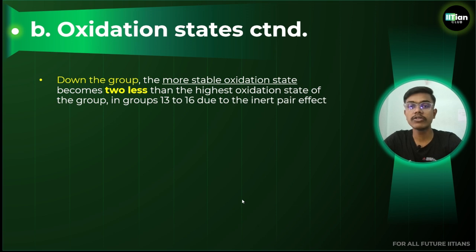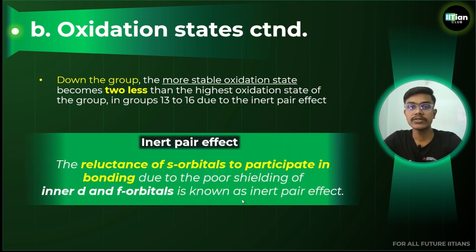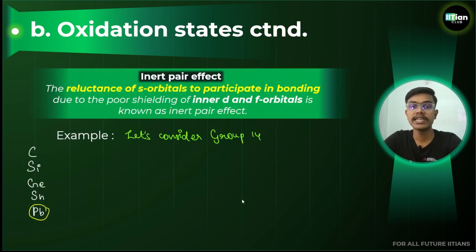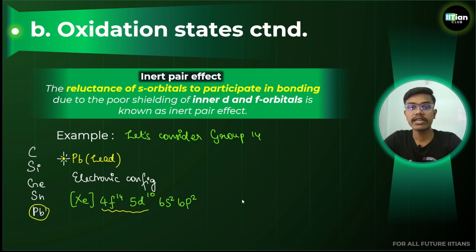Next, what you see down the group is something called the inert pair effect. When you move down, the s orbitals of the outer shell are very reluctant to participate in the bonding. This is because of the poor shielding of the inner d and f orbitals. We will understand this with an example. Let's take group 14, where you have carbon, silicon, germanium, tin, lead, and we'll consider the case of lead. The electronic configuration of lead is xenon 4f14 5d10 6s2 6p2, and you see that there are 24 f and d electrons.